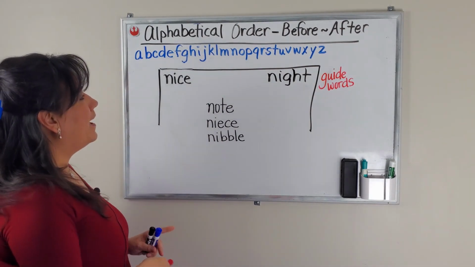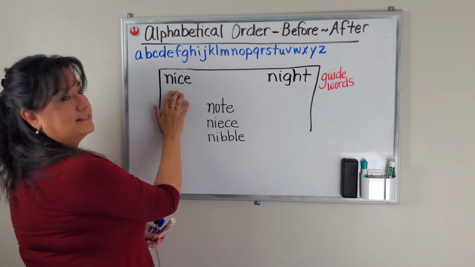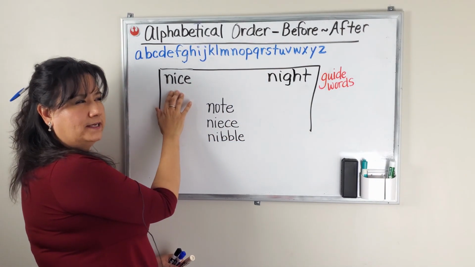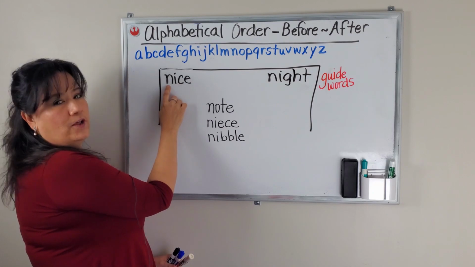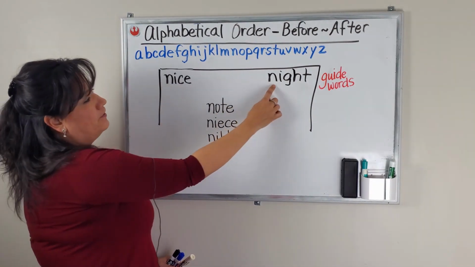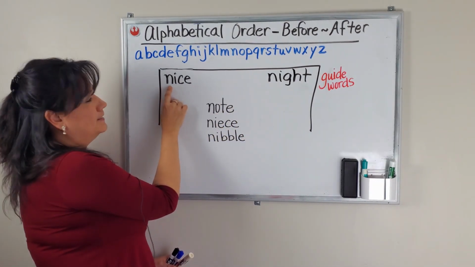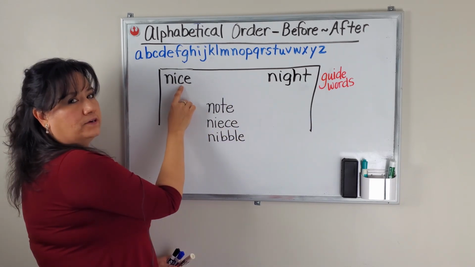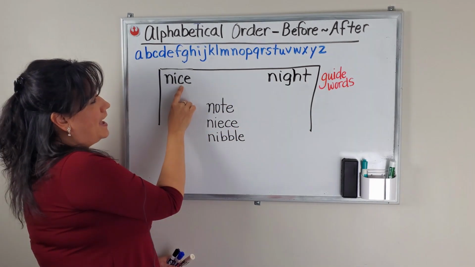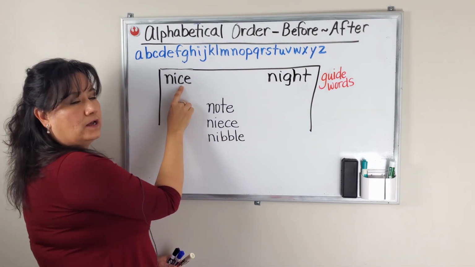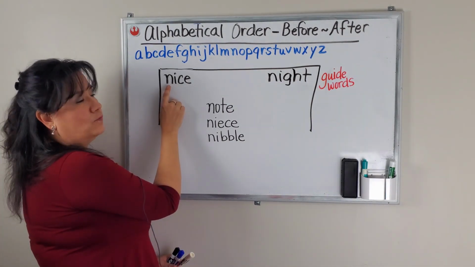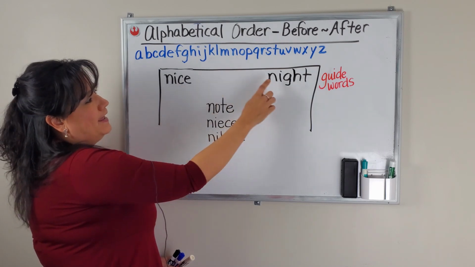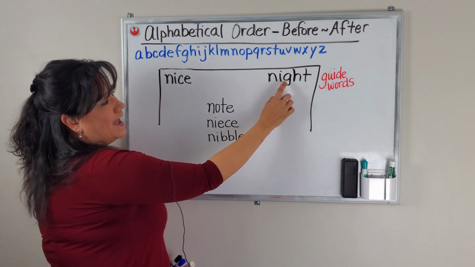Okay, here we have nice and night, and let's take a look at them, see what they tell us. We know that they begin with the letter N. Let's look at the second letter, N-I and N-I. But then the third letter is the one that changes, N-I-C. So I'm going to find words that begin with N-I-C. And then here I'm going to have N-I-G.